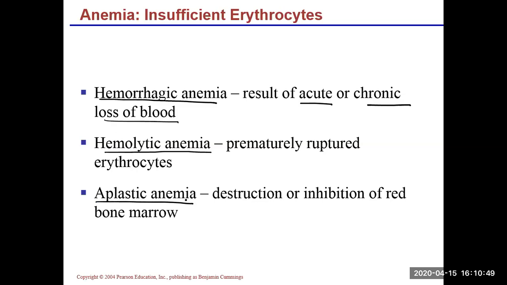Aplastic anemia. This is a problem with the bone marrow. Destruction or inhibition of the bone marrow causes aplastic anemia, where there's a problem in the factory. If you have a factory but your supply chain is interrupted, now you're not going to get the item to sell. This is the same idea.